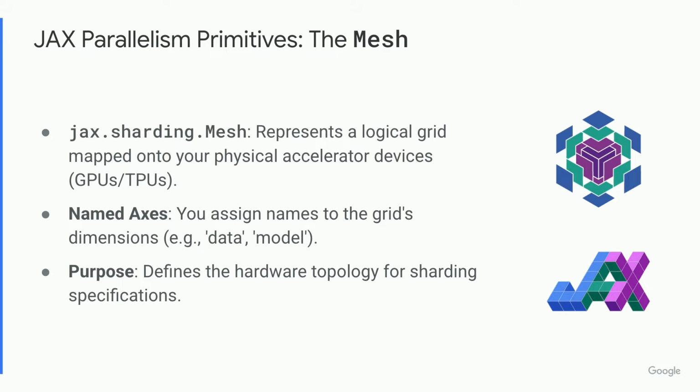The foundation for explicit parallelism in JAX is the mesh. Think of it as creating a logical arrangement, like a grid, of your physical hardware. We typically give names to the axes of this grid. One common setup is a 2D mesh with data and model axes. Data often refers to devices used for data parallelism, and model for model parallelism. This mesh object becomes the reference for how we'll distribute our tensors.